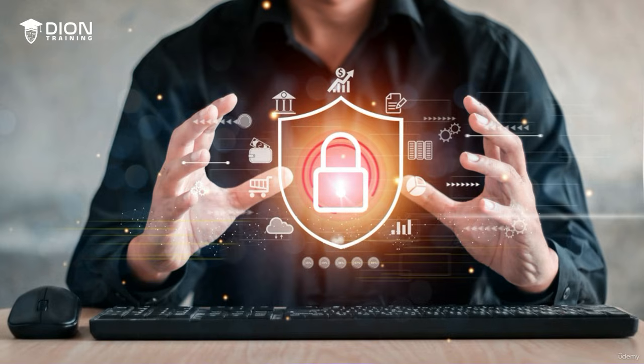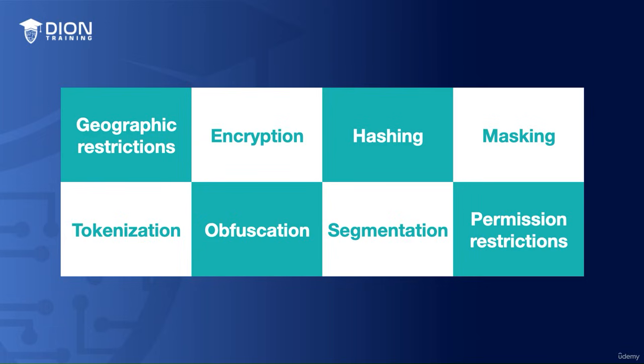So, in conclusion, securing data is a tedious but rewarding process that requires a combination of techniques tailored to an organization's specific needs and the nature of the data they handle. By implementing a robust mix of geographic restrictions, encryption, hashing, masking, tokenization, obfuscation, segmentation, and permission restrictions, organizations can protect their valuable data assets from both internal and external threats.